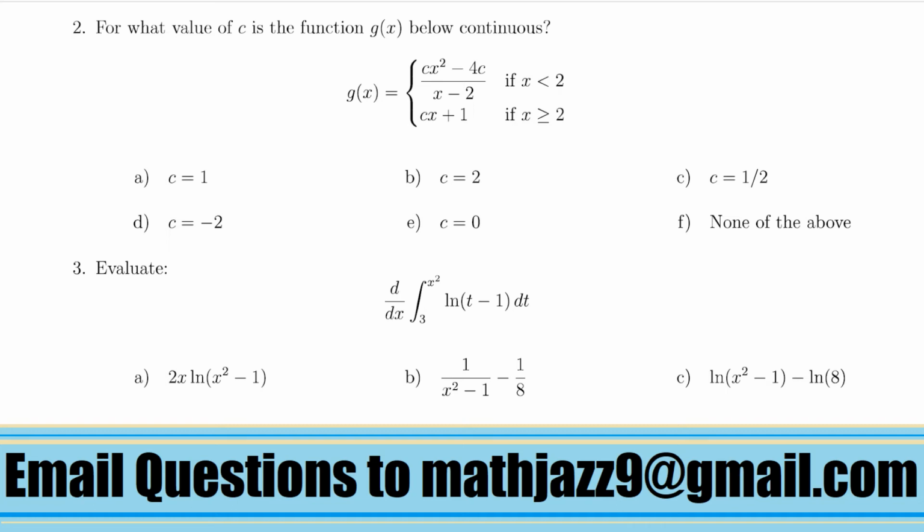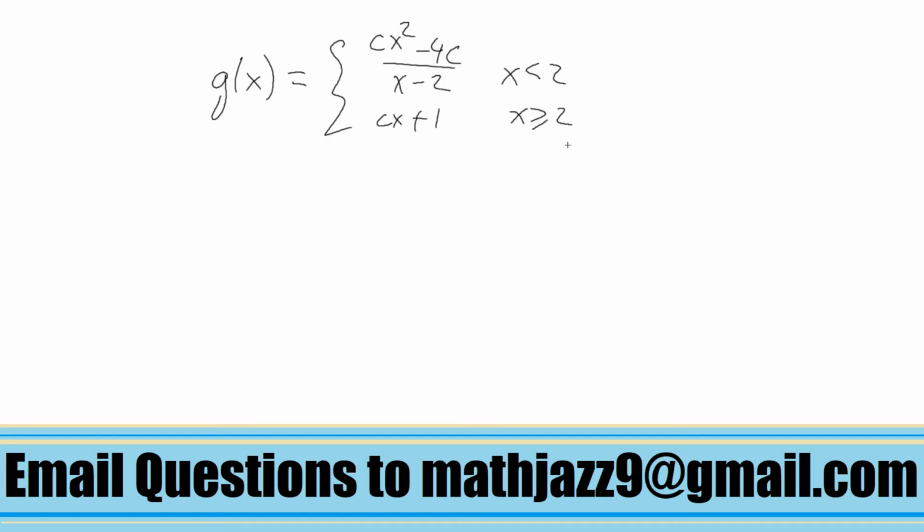The way that we're going to do this is we're going to plug in 2 for x, since that's the point where we're splitting. So I'm going to write my function here, g of x. We can call it f, we can call it g, as long as we're consistent. g of x equals this piecewise function defined by cx squared minus 4c over x minus 2 when x is less than 2, and cx plus 1 when x is greater than or equal to 2. So here is our function. We notice that we are splitting at 2.